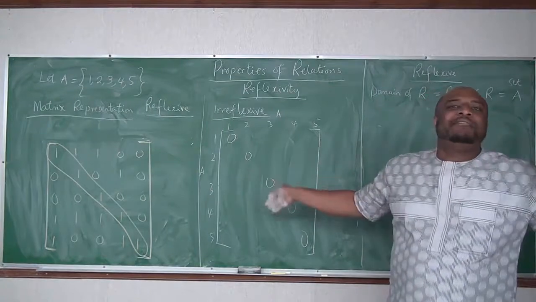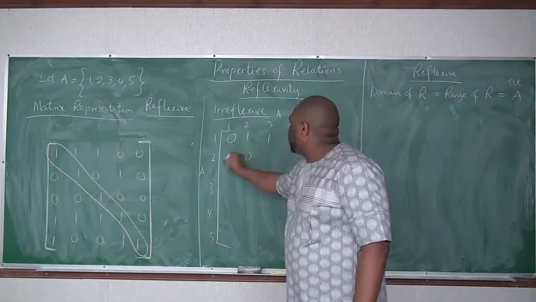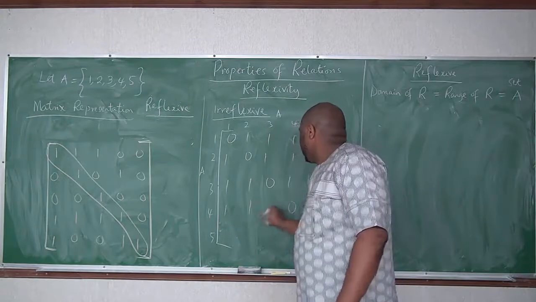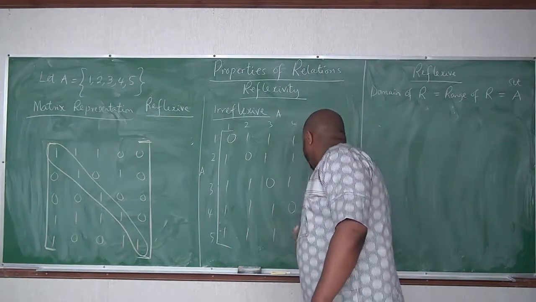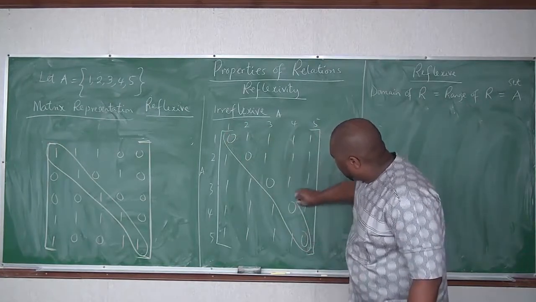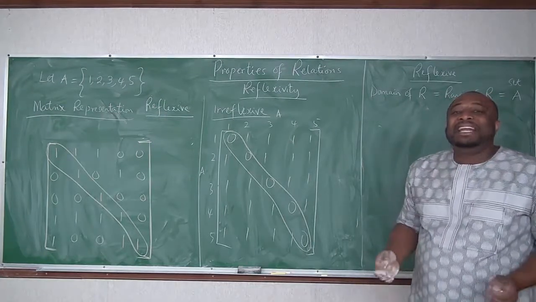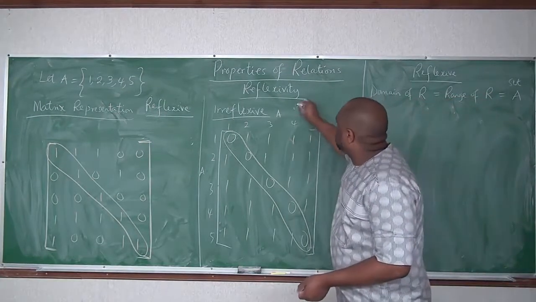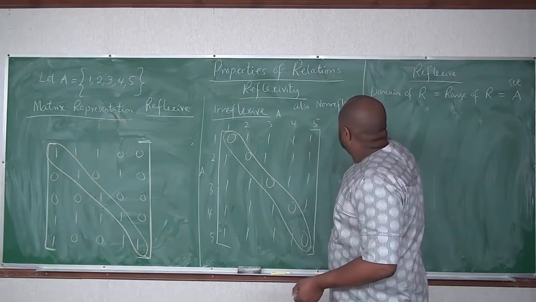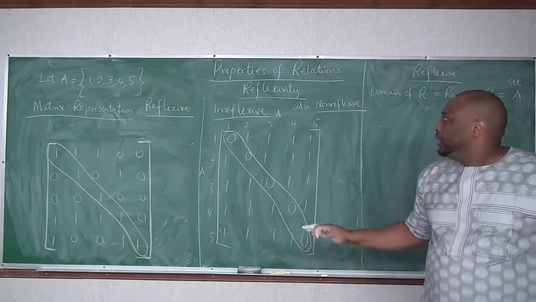And we don't care whatever might be here. Even if all these are ones, we don't care. Provided that the diagonal here are zeros, that is irreflexive. This is also non-reflexive, because non-reflexive means some or none. Some or none.